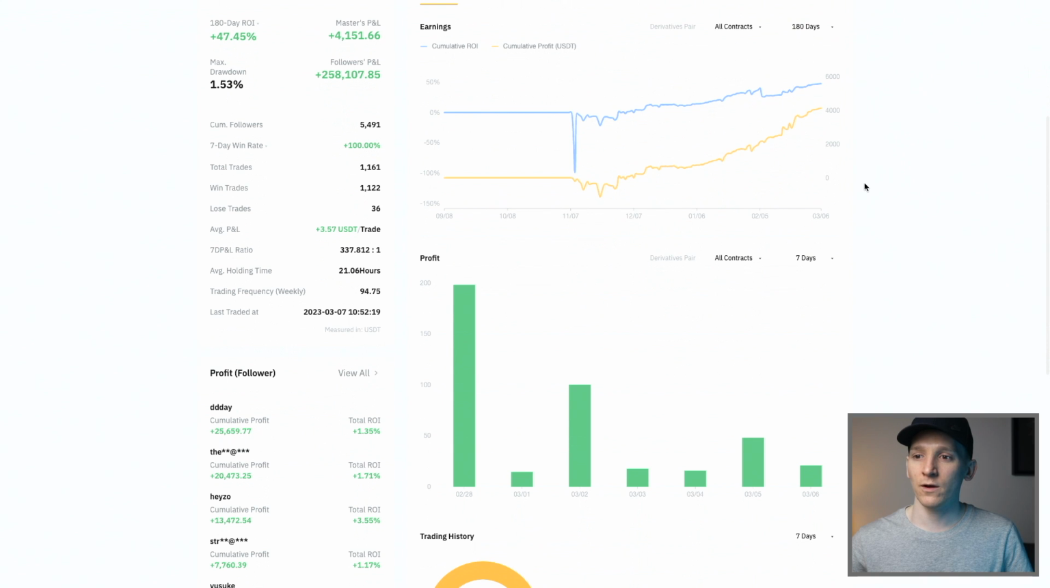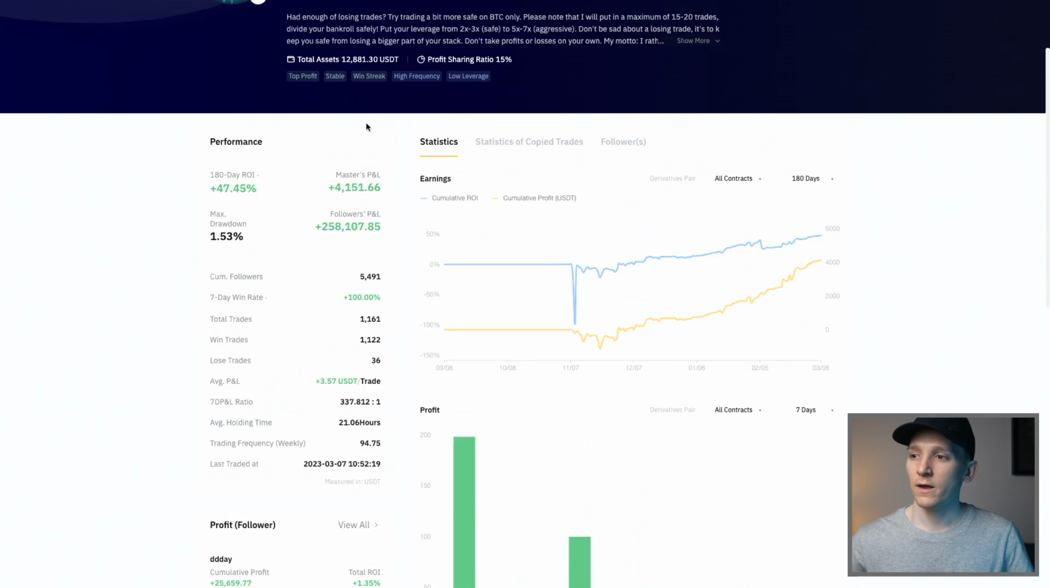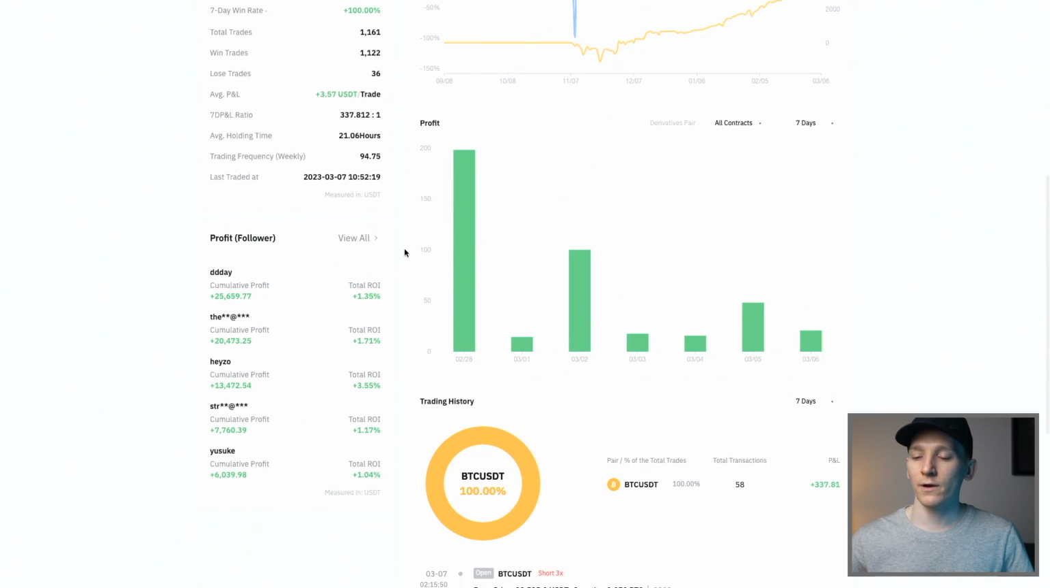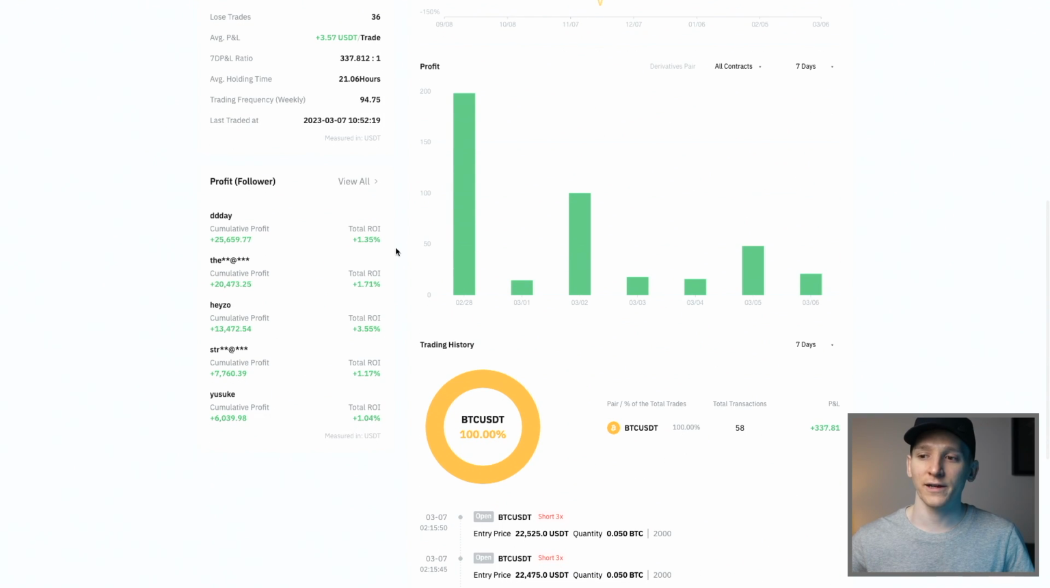Now what we can see here is the amount of people that have followed this trader over time is about 5,000. He or she actually has a limit of 2,000, as you can see. So this trader is full right now, but you can go on that wait list. And what I want to look at is what assets are they trading over time.